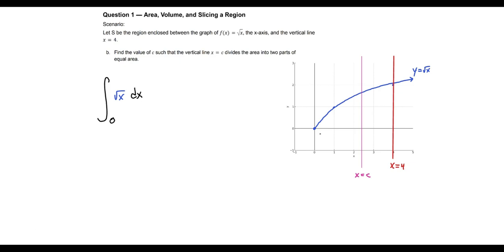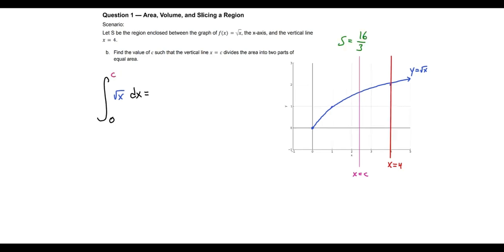But instead of going from 0 to 4 like we did last time, we're going to go from 0 to this unknown value here, c. So if the entire region was 16/3 and we're trying to split this up into 2 halves, that means we're going to take half of 16/3. So that's exactly what I'm going to write over here. I'm going to do 1/2 of 16/3 like this.